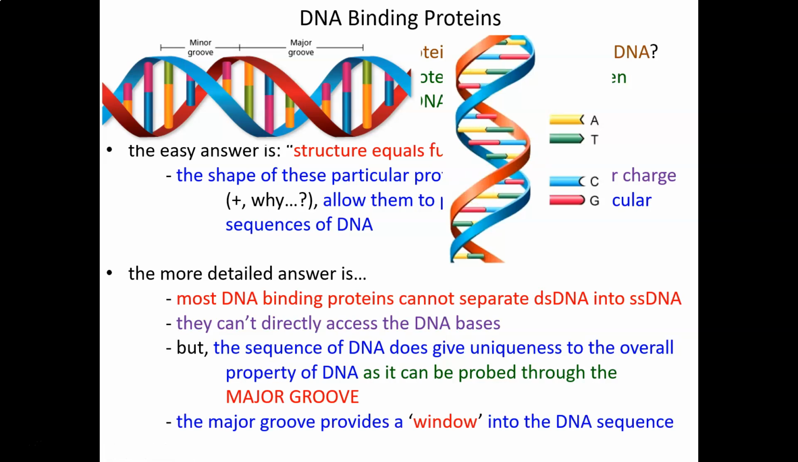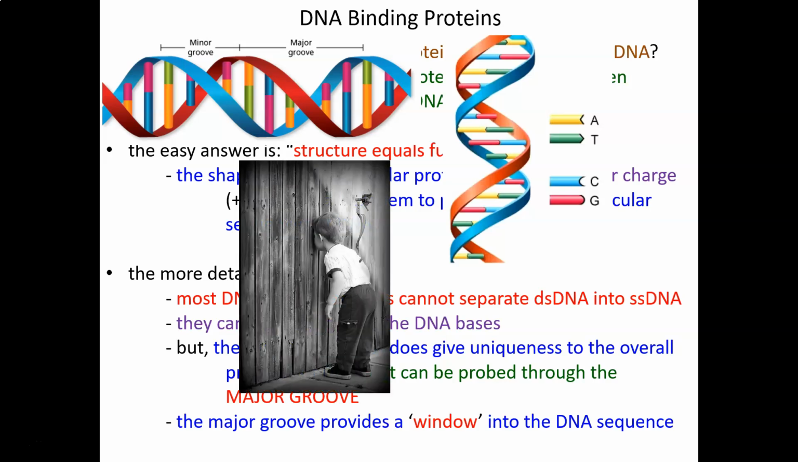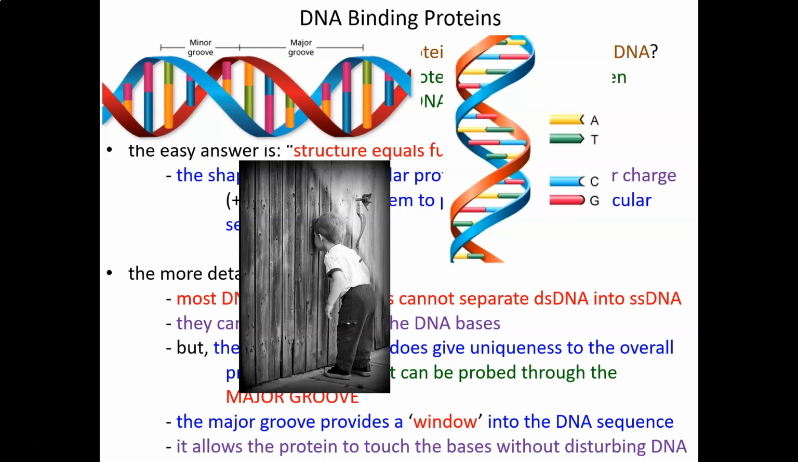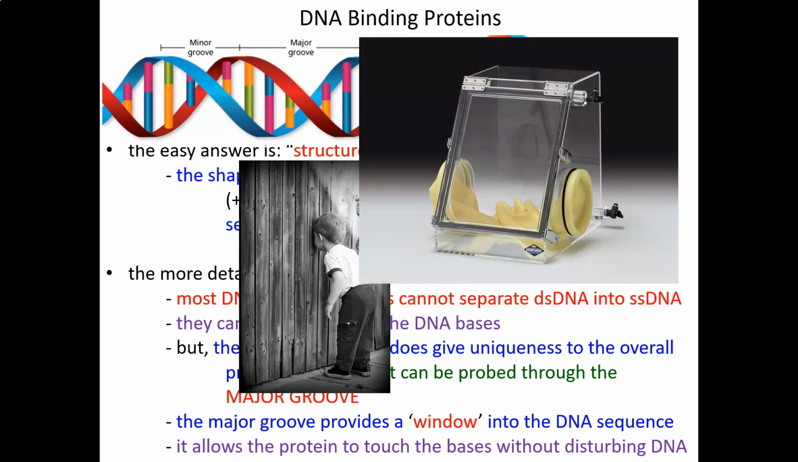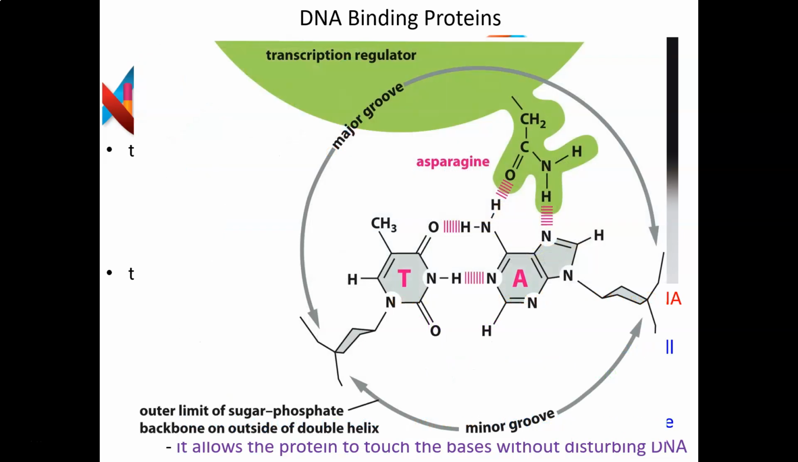So to say it simply, the major groove of DNA provides a window into the DNA sequences that can be accessed and measured. So it's almost like we're peering in from the outside at the bases, or maybe even more accurately, it's almost like we're reaching in directly, reaching in and touching the bases without actually disturbing the DNA and getting a sense, a chemical sense of what the DNA sequence is by that touching. So, in essence, this all relies around the potential for non-covalent binding forces.